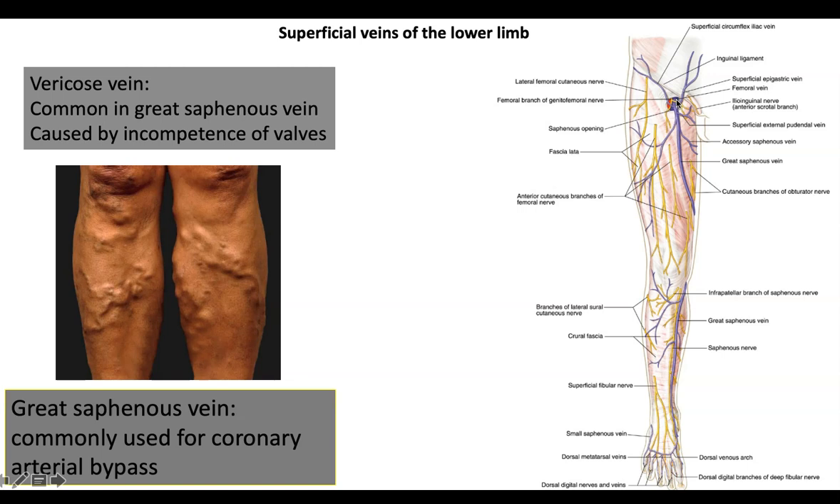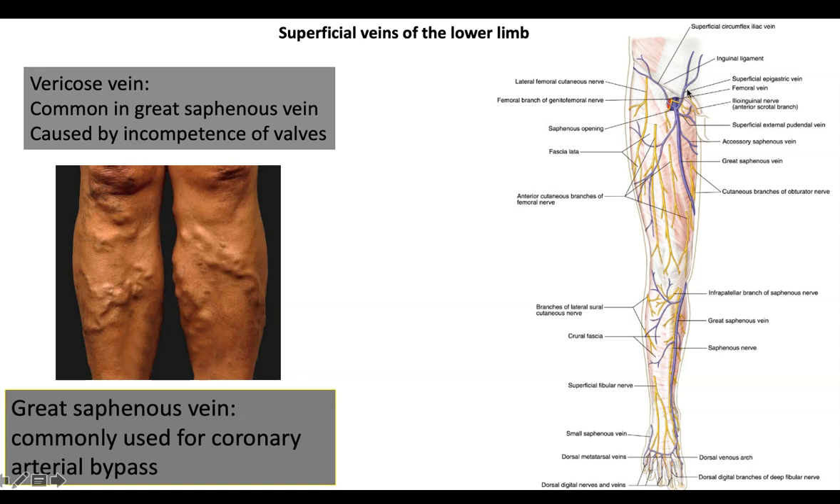But the terminal part of the great saphenous vein lies under the inguinal ligament. See, here is the inguinal ligament, and here is the saphenous opening, which is an aperture within the deep fascia and superficial fascia of the lower limb. At the saphenous opening, when the great saphenous vein terminates into the femoral vein, it receives 3 named tributaries.